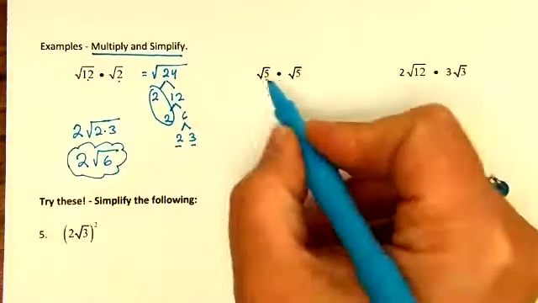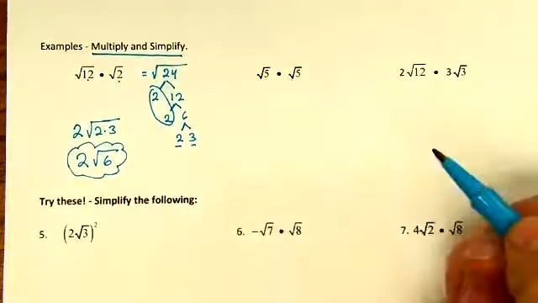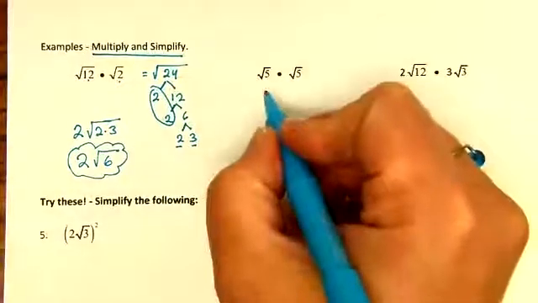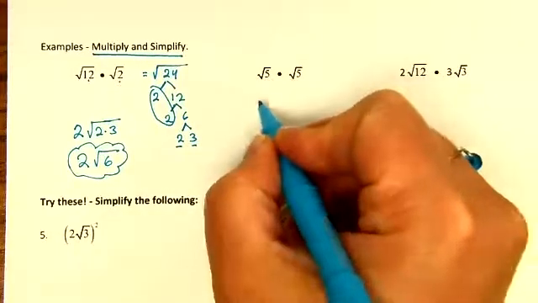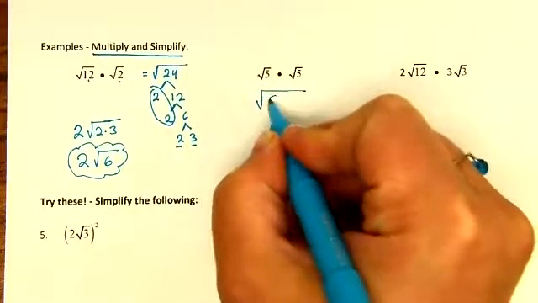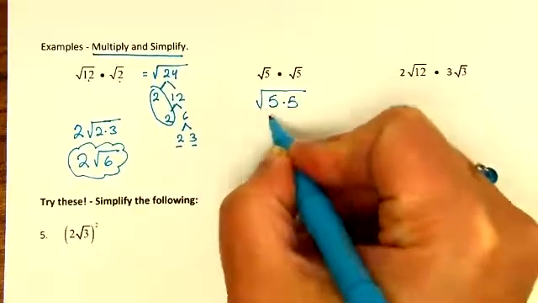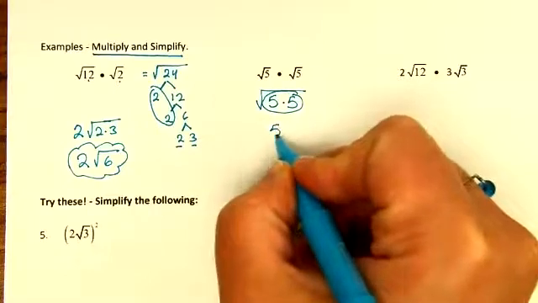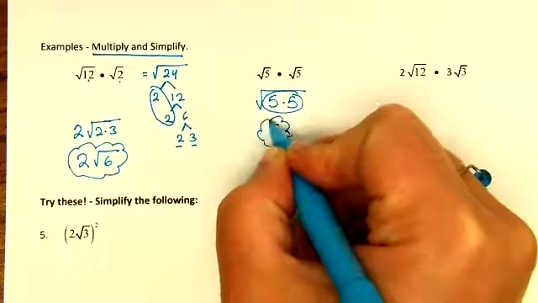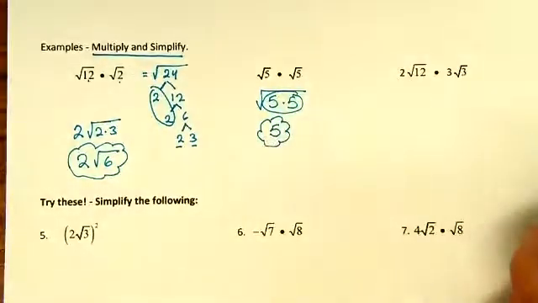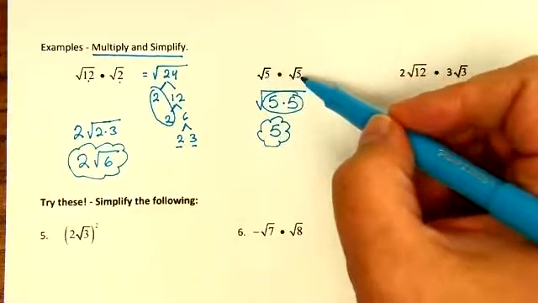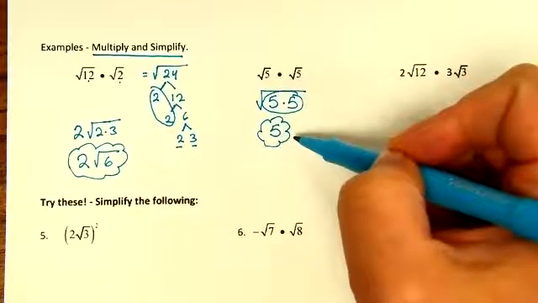All right, radical 5 times radical 5. This is kind of a trick, you guys. The same number under a radical sign is a pair, and that pair can go outside. So 5 is your answer here. Right? And this is the same for any radical. If I had radical 2000 times radical 2000, the answer would be 2000.